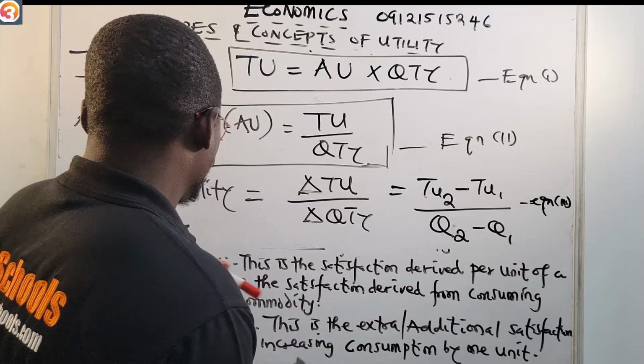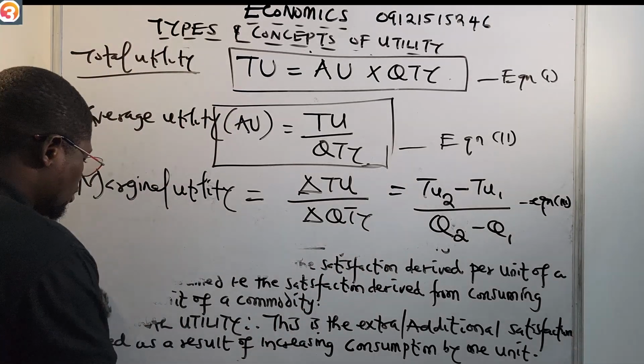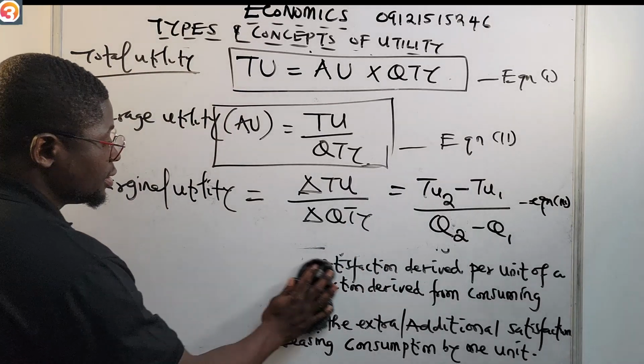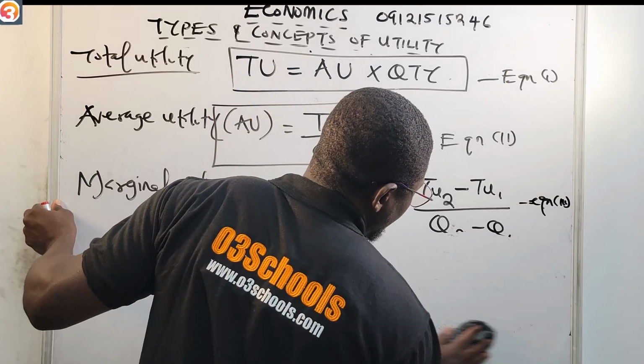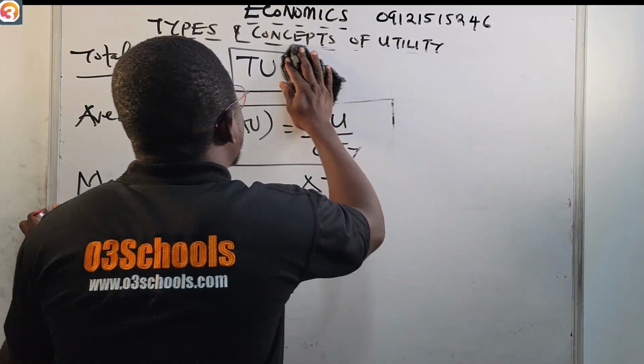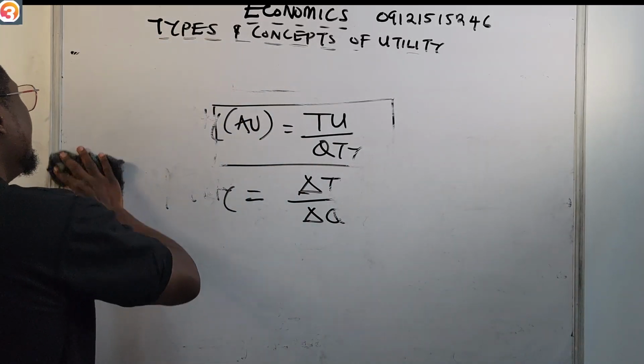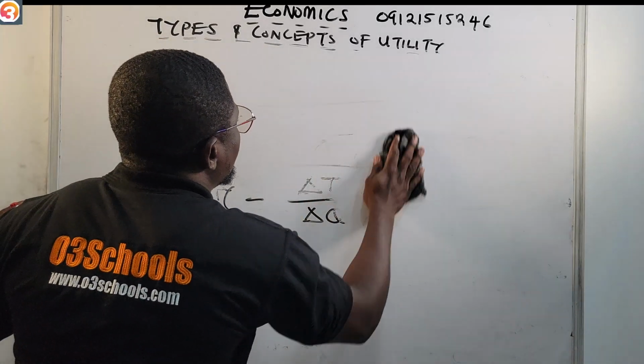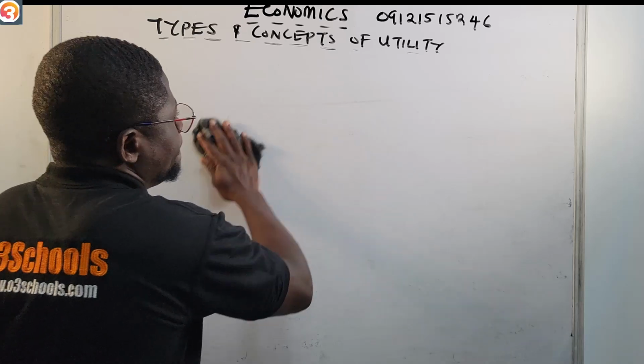So now let us go. Let us take some hypothetical points for total utility. Please note our formulas, because we are going to use them again very, very soon.